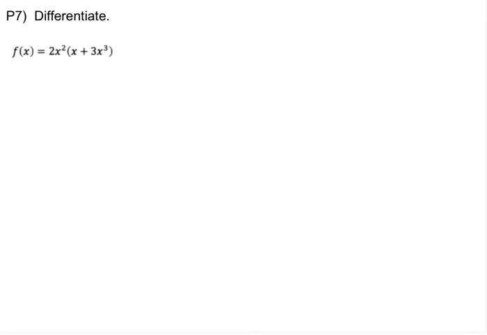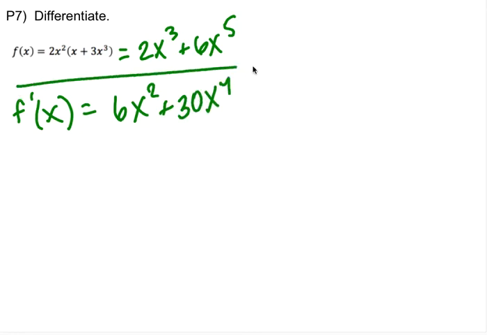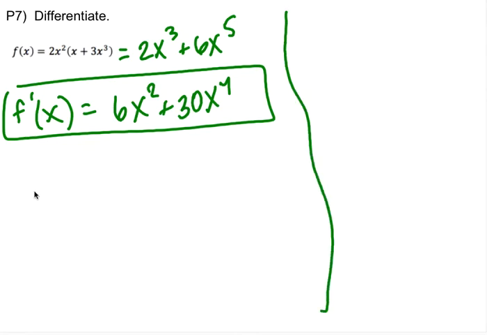All right, P7. So in P7, you could use the product rule, but it is smarter to distribute, right? So I'm going to make this a 2x to the 3rd plus a 6x to the 5th. That's not calculus, and then my derivative is just going to be 6x to the 2nd plus 30x to the 4th, and that's it.